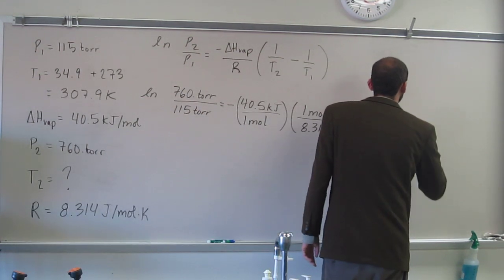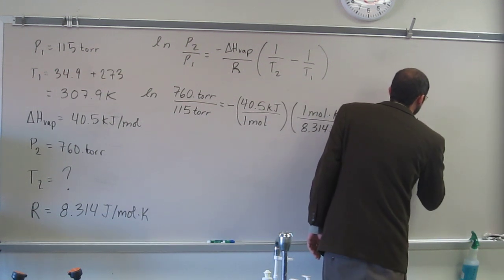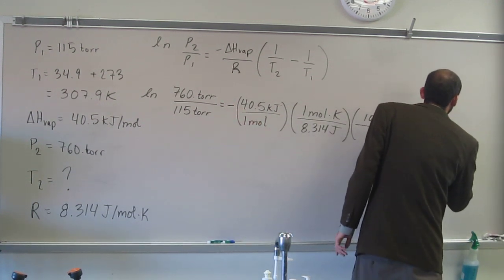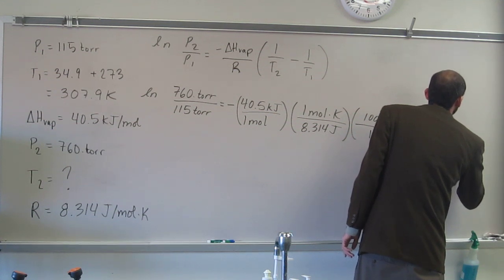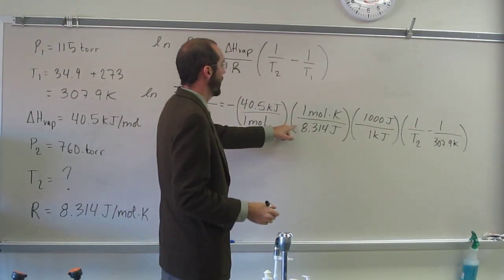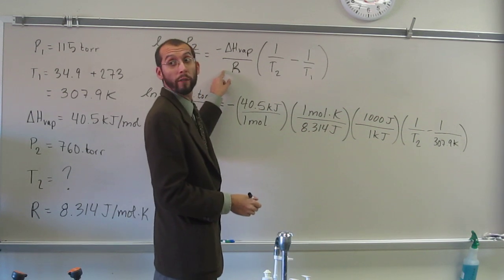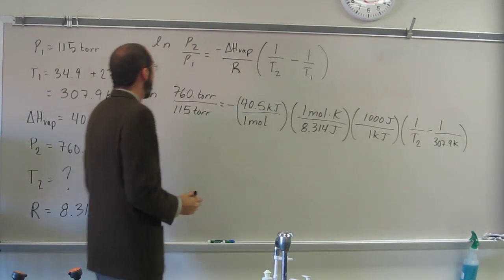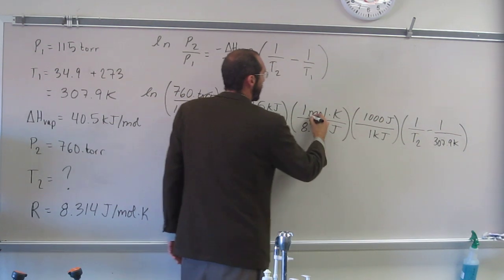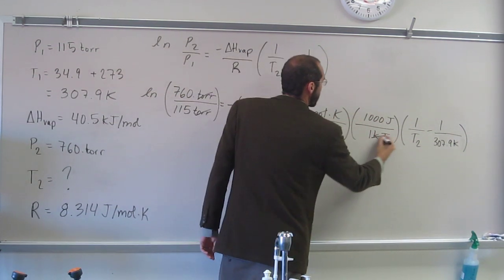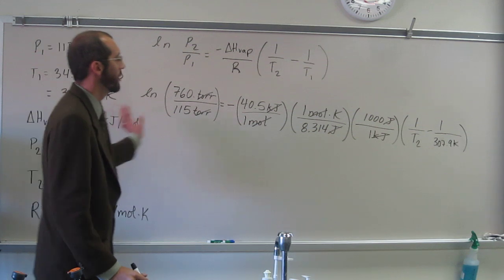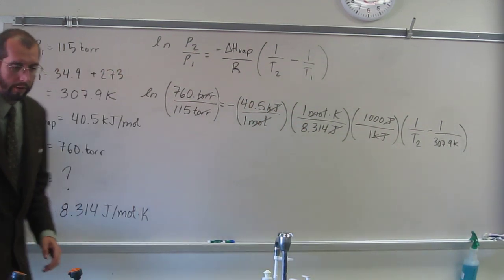And now we're looking for 1 over T2 eventually. And T1 is 307.9 Kelvin. So why did I do this? The inverse of R is because it's 1 over R here, so it's like multiplied by 1 over R. So let's go ahead and cancel out all our units. Torrs cancel there. Moles cancel with moles. Kilojoules cancel with kilojoules. Joules cancel with joules. So let's just go ahead and figure out what all of these numbers should be.